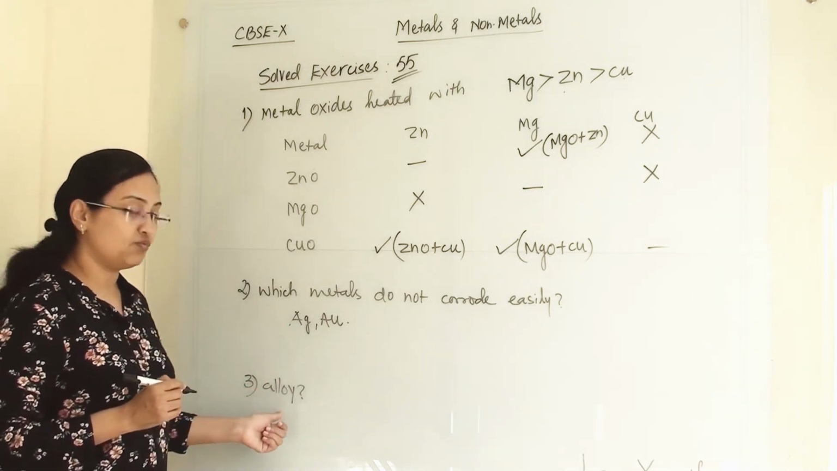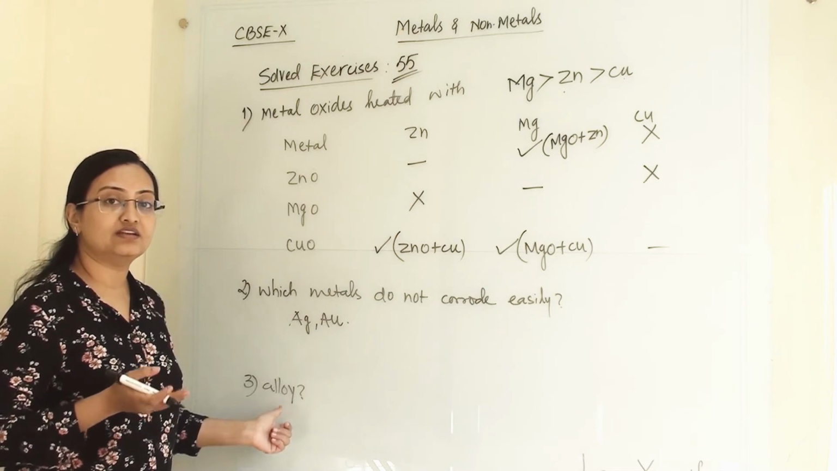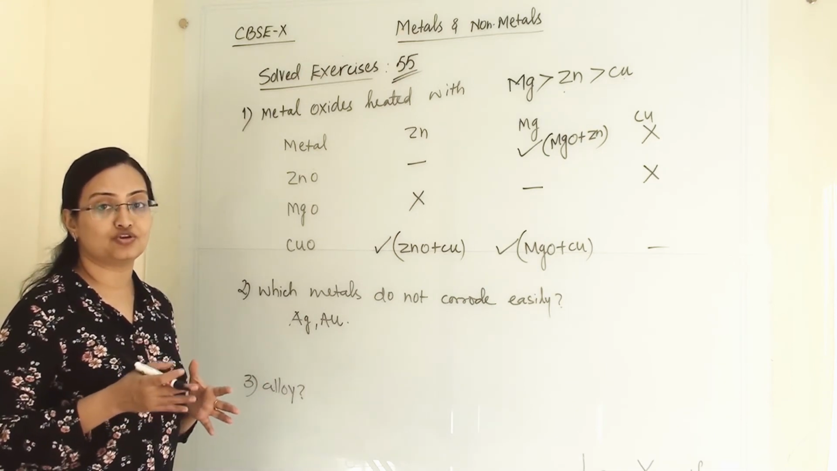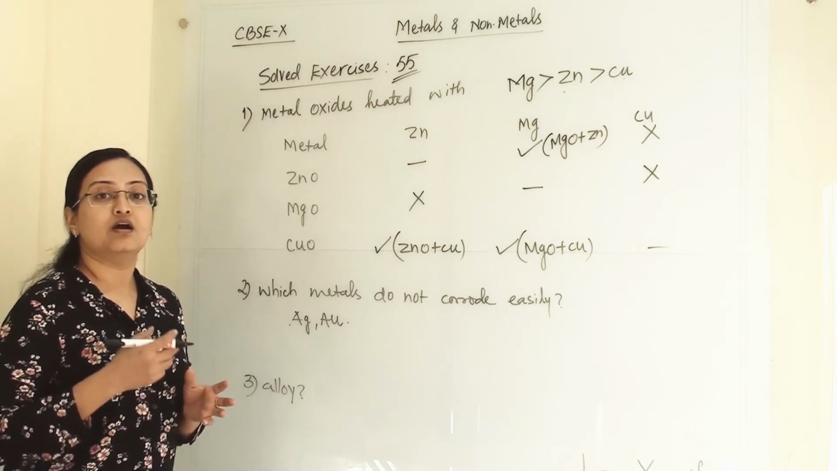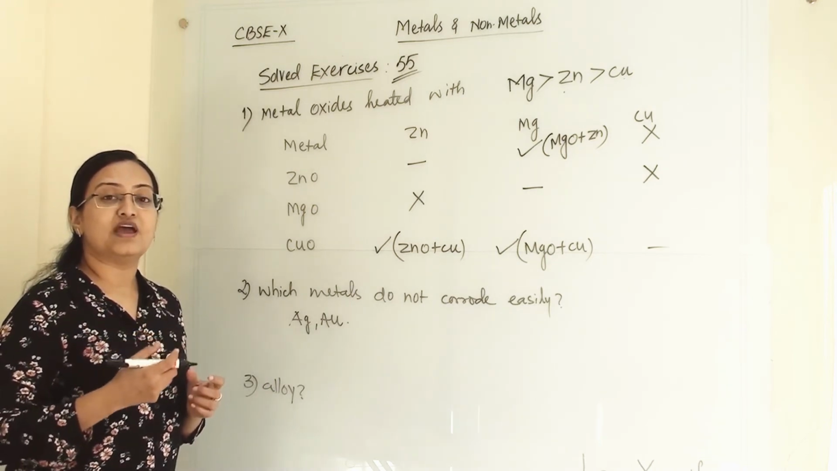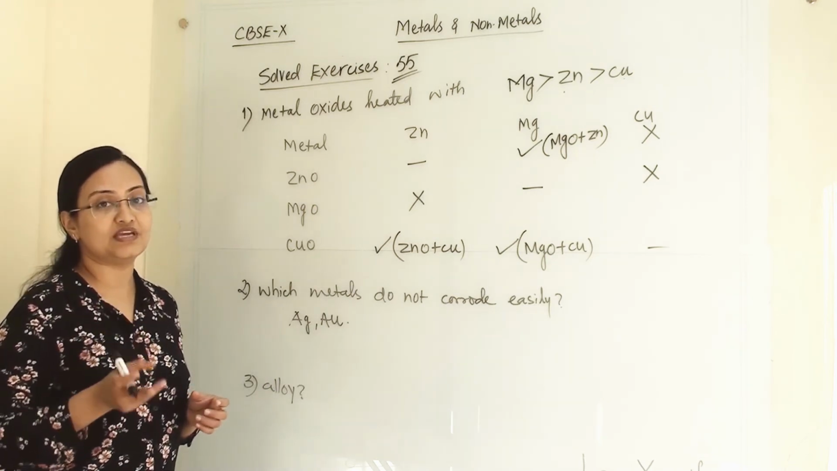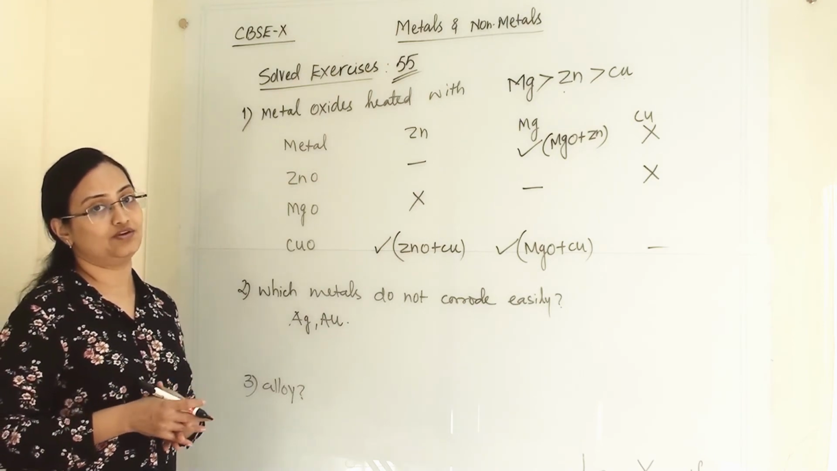The third one is: what are alloys? We know that an alloy is a homogeneous mixture of metals. And why do we make alloys? To make a better metal, or to enhance the properties of a base metal, we make alloys.